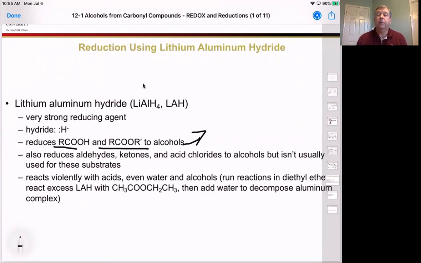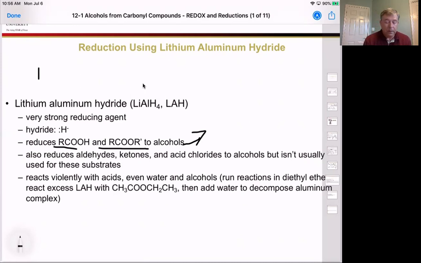The other thing we have to realize is that this lithium aluminum hydride is very reactive. It reacts very violently with water, even water, alcohols, and all acids. So we typically run this in diethyl ether. So you'll typically see lithium aluminum hydride in ether as our material. And then a second step would be to add water to decompose the material.